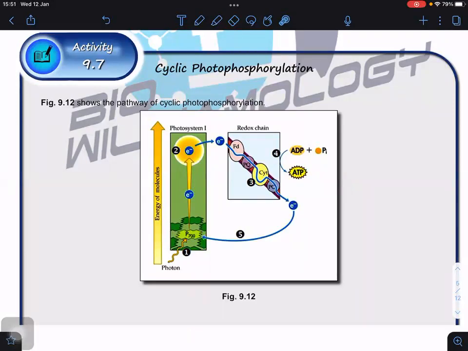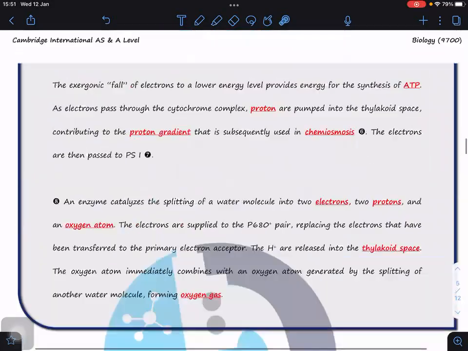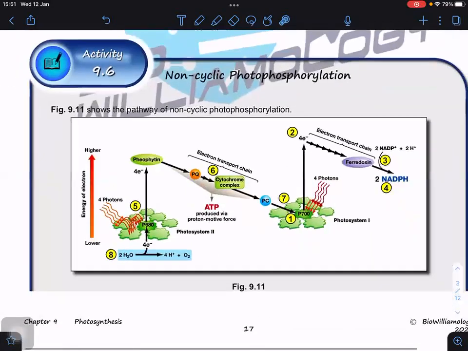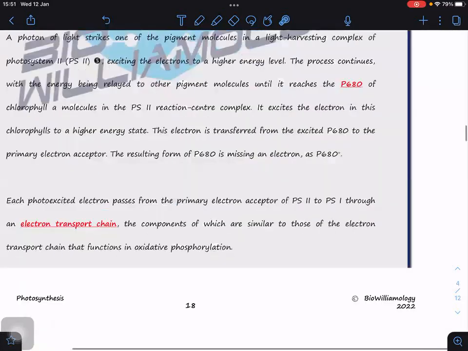So if I go back to this diagram now, do you realize it? Instead of going this way, the electron goes this way. So when it goes this way, it continues to produce ATP. Can you see that? Are you clear? Okay, so let us look at the answer.